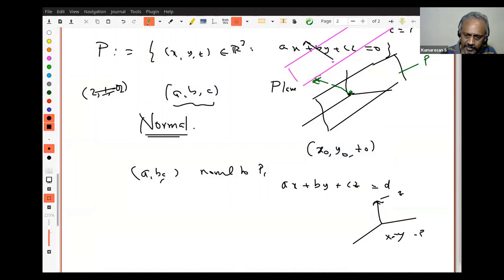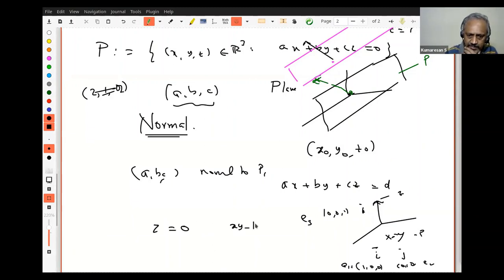In your usual vector algebra, you will denote them by i, j and k, but in linear algebra, I will denote them by 1, 0, 0; 0, 1, 0; and 0, 0, 1. I call these e1, e2, e3. So this is going to be the normal. This plane is given by the equation z equal to 0, the xy plane.